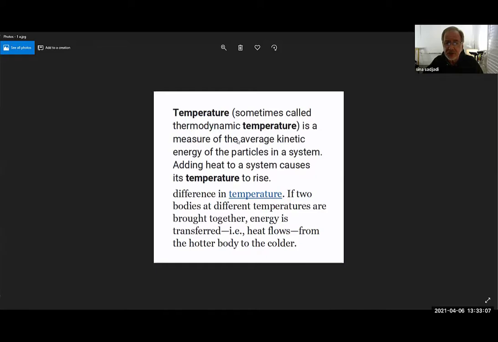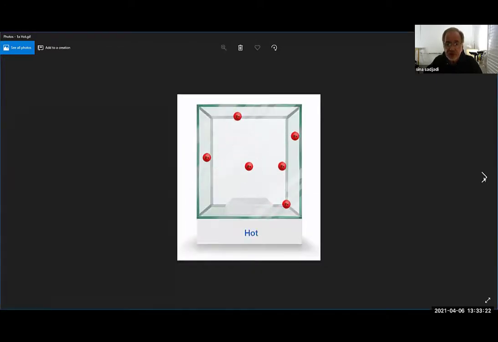Temperature is basically a measure of how fast the atoms are moving. Temperature is the kinetic energy, right? It's the measure of the average kinetic energy of the gas. So the faster the gas moves, like this is hot, hot, hot. The atoms are moving very, very fast. Temperature is a measure of how fast these atoms are moving. Now, if they go slower, it won't be hot anymore. Now it's warm. Now it's cold.